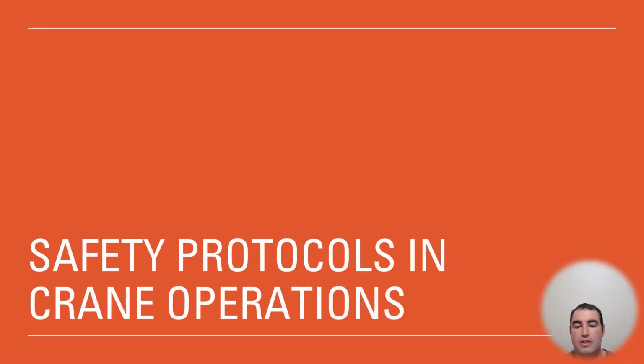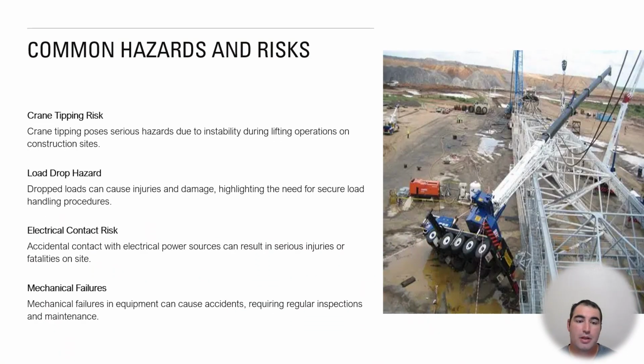Now we'll be going over safety protocols in crane operation. So I'm going to be covering some common hazards and risks. So, crane tipping risks, right? That's a serious issue with cranes. If you're lifting an object too heavy and you're out of your load chart, whether it's a structural failure or tipping failure on a crane's load chart, or outrigger failures, where an outrigger will sink into the ground and make it tip.